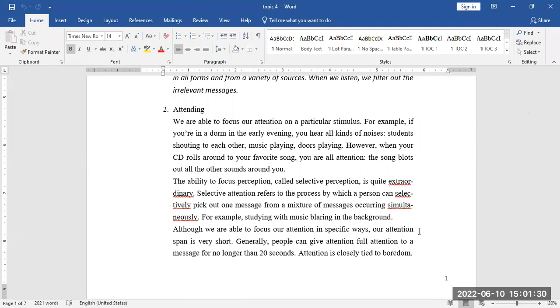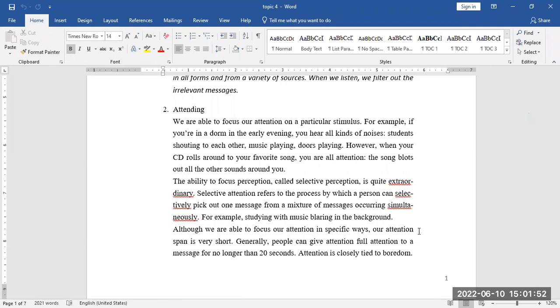For example, when you are hungry, the stimulus is food. Anything that can be eaten, you feel like eating. So stimulus can be anything. Anything that attracts your attention is called a stimulus. So we are saying that we are able to focus our attention on a particular stimulus, that is attending.